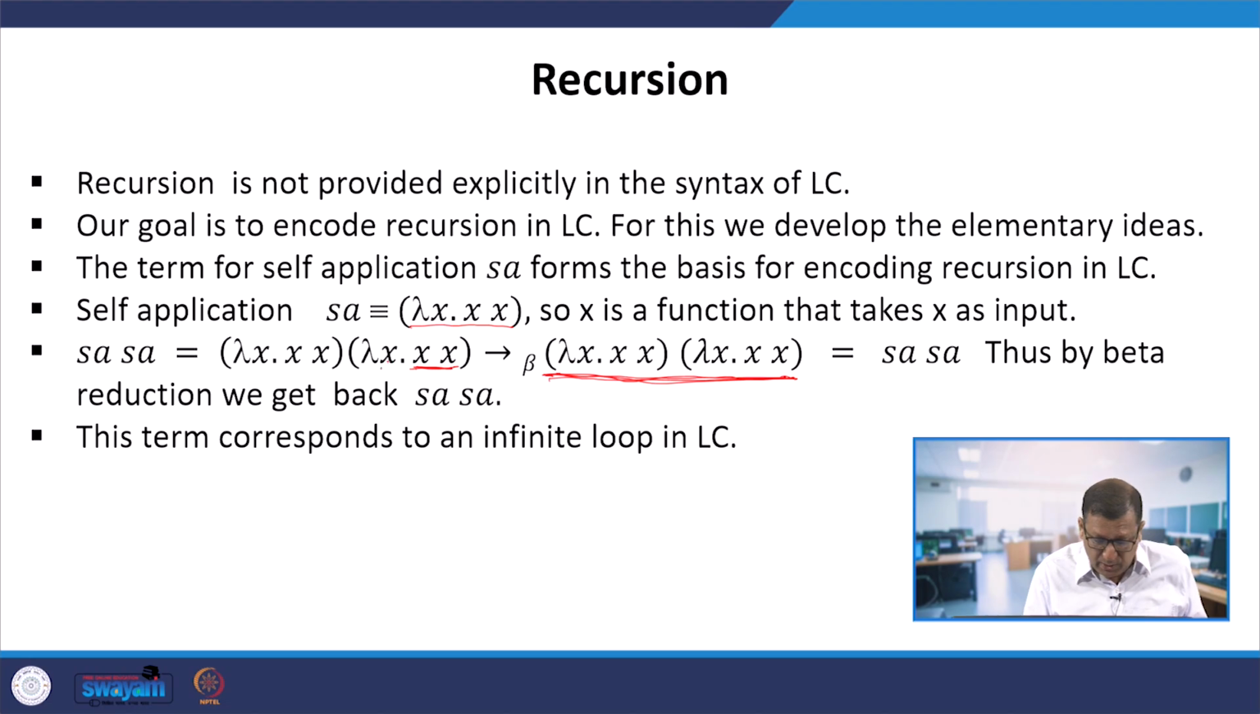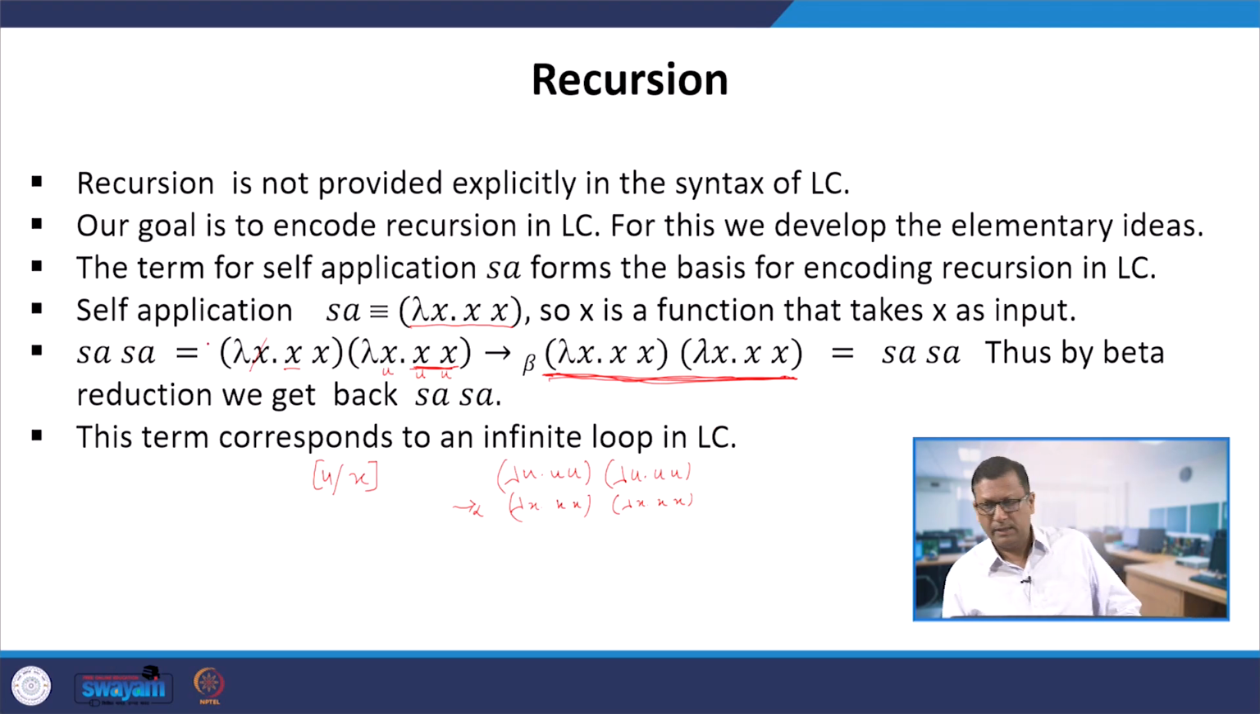SA means, so we can rename it as u, and we can do beta reduction. So x will be replaced with u, and lambda x goes away. So we are going to get lambda u dot uu, and by alpha renaming we get lambda x dot xx. That means we have got back to the old one. So SA reduces to SA.